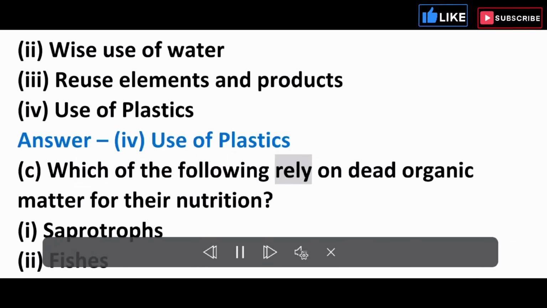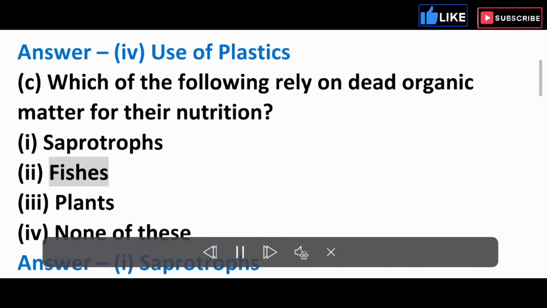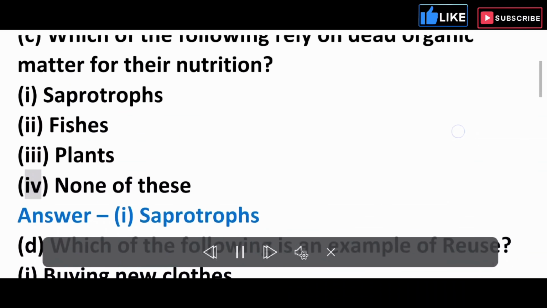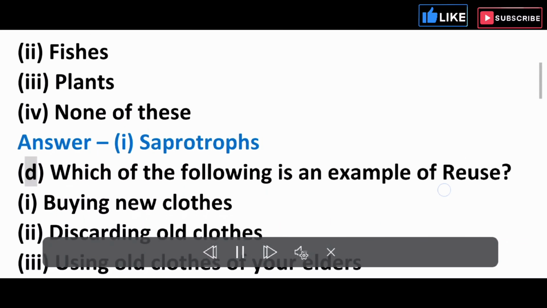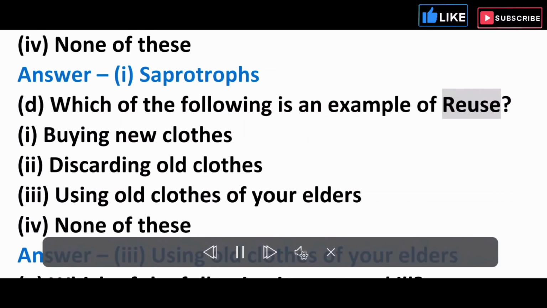C. Which of the following rely on dead organic matter for their nutrition? I. Saprotrophs. II. Fishes. III. Plants. IV. None of these. Answer: I. Saprotrophs.